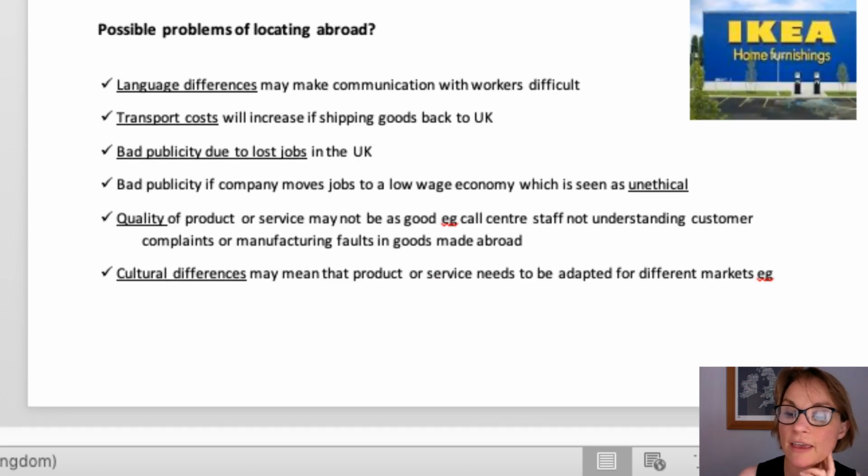But if you look at IKEA, it has had to modify its products, its stores, and what customer service it offers for different countries. So obviously all of that can cost money.